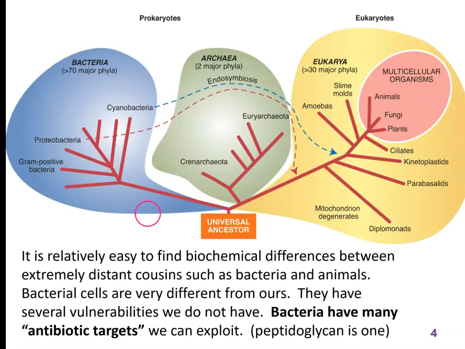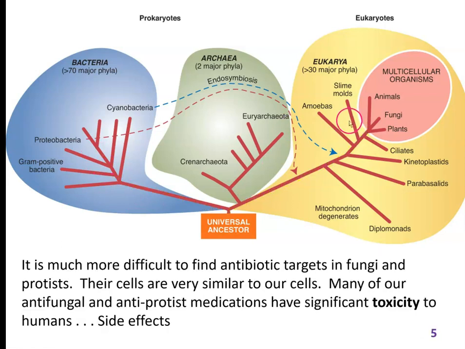And we can understand this by looking at a phylogenetic tree. Bacteria, us, there is a really, really big difference between us. And so ribosomes in bacteria are just different from our ribosomes in enough ways that we can find drugs that target their ribosomes. Peptidoglycan is a much easier target because it's completely different from anything we have. Because the bacteria are over here and we are over here.